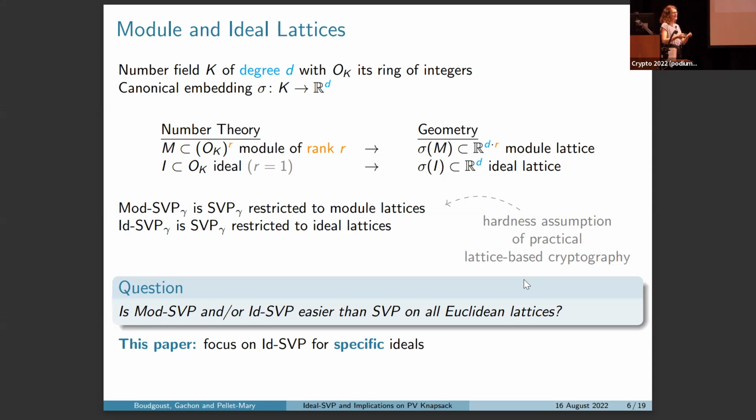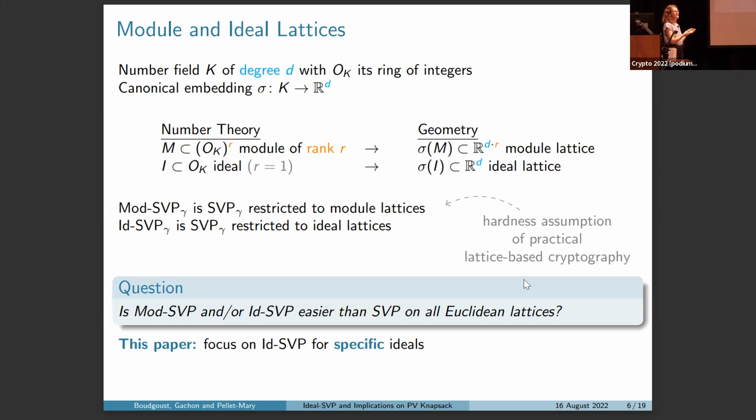And now we end up with a lattice in the space of dimension D times R, where D is the field degree and R the module rank. But this lattice inherits the module structure, and this is what we call a module lattice. That's just notation. If the rank is 1, then we call this an ideal, and that's why we end up with ideal lattices. So if I say module shortest vector problem or ideal shortest vector problem, I'm just talking about the shortest vector problem I've introduced before, restricted to module or ideal lattices.